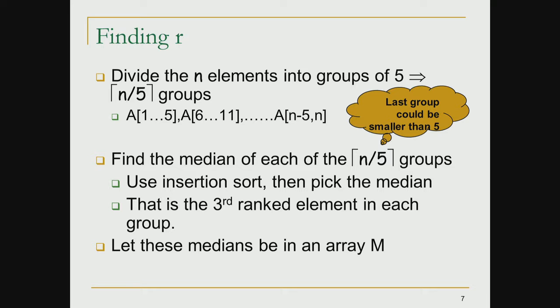We pick the median element in each of these n by 5 groups, and for this we can use insertion sort, sort the 5 elements and pick the median. In other words, this will be the third ranked element in each group. What we do is we visualize these median elements from each of these groups in an array M.